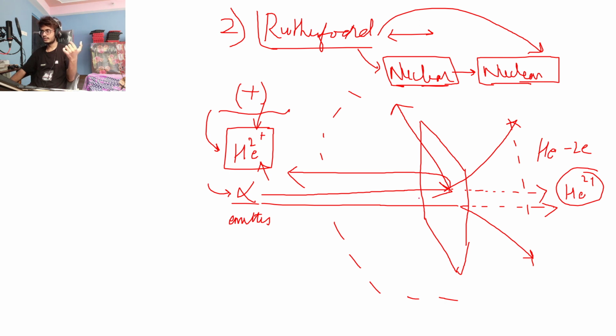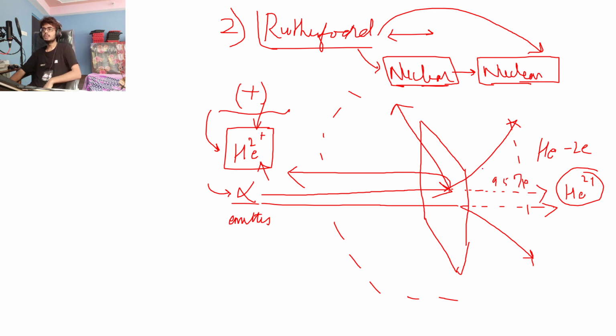So he placed a gold foil. He allowed a beam of alpha particles to fall on the gold foil. He had fluorescent screens, whatever it's called, to detect where the alpha particles are going. And he found that most of the alpha particles just went through the gold foil undeflected. They did not deflect on striking the gold foil. They just went straight. So let's say 95% went straight.